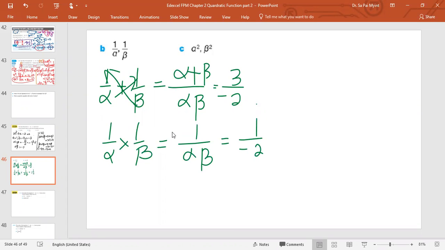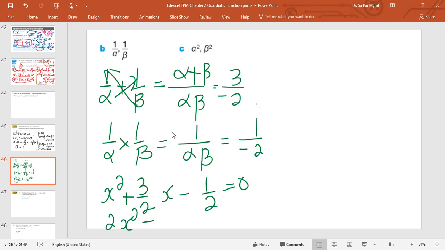So we can write the equation x square minus sum of roots. What did you get? Minus 3 by 2, so plus 3 by 2x. And then plus the product, alpha beta. What do you get? Minus 1 by 2 equal to 0. Multiply with 2 on both sides. What do you get? 2x square plus 3x minus 1 equal to 0.